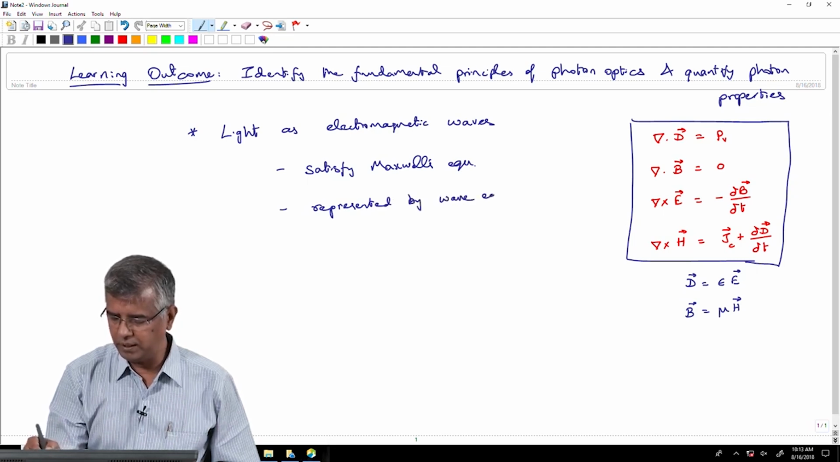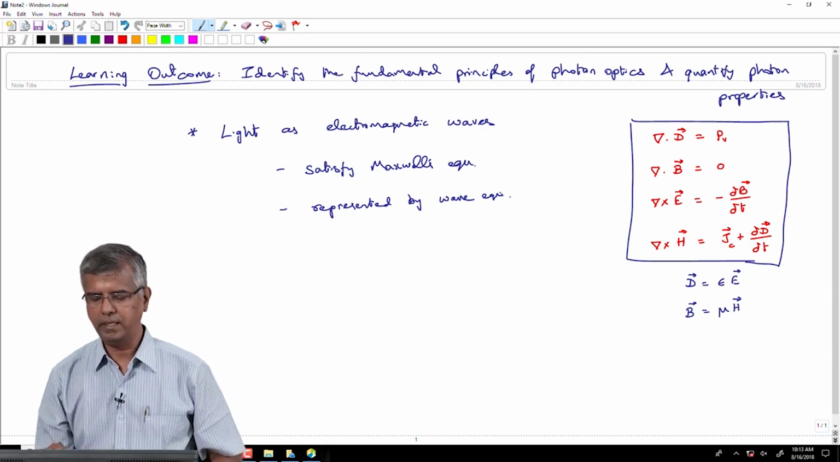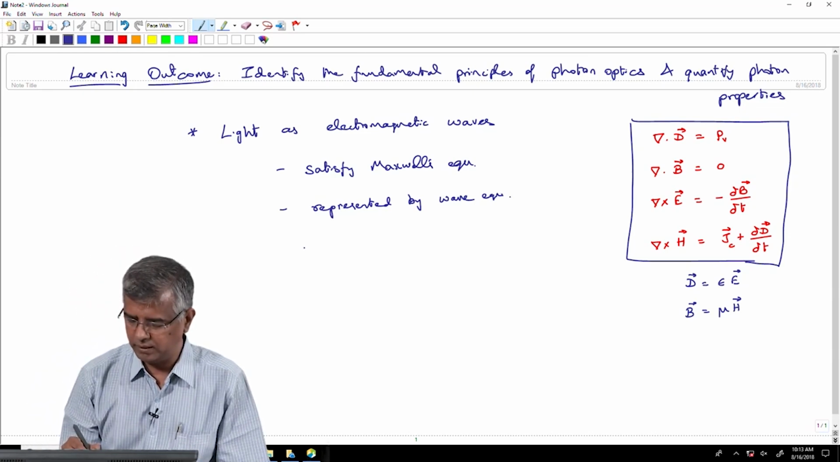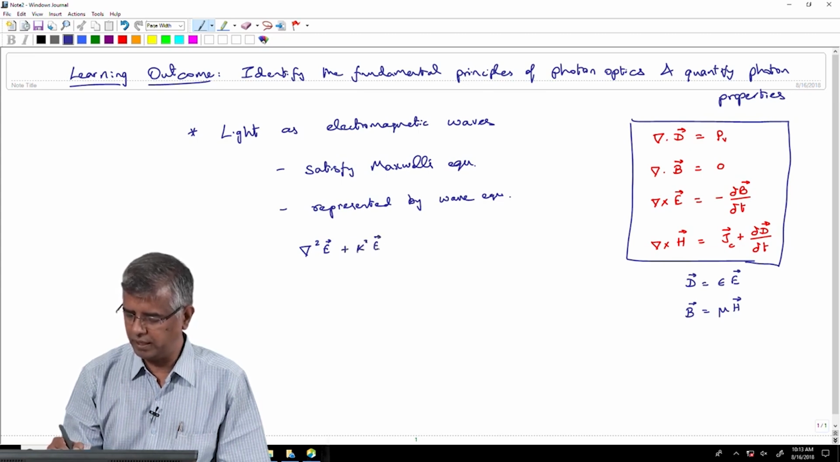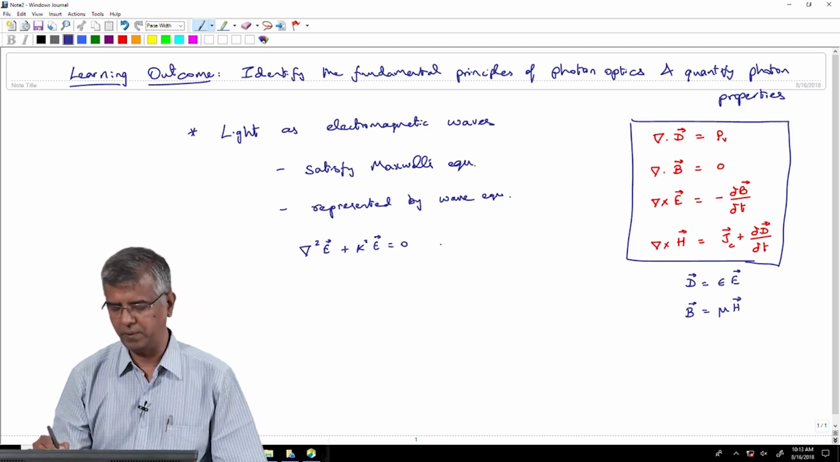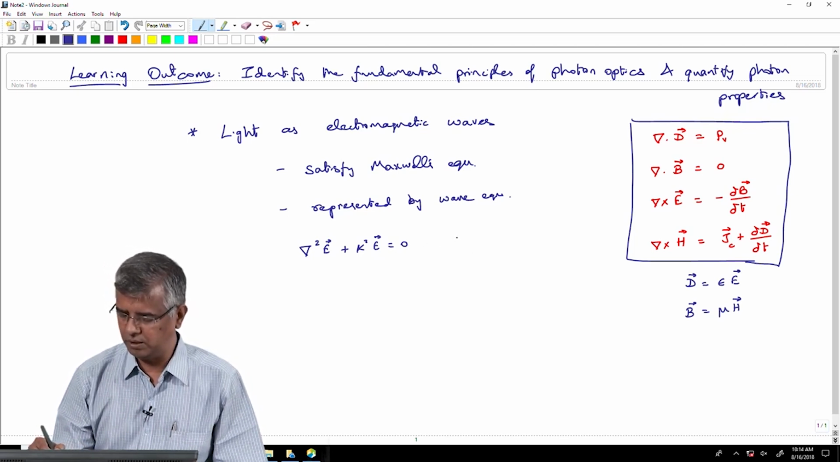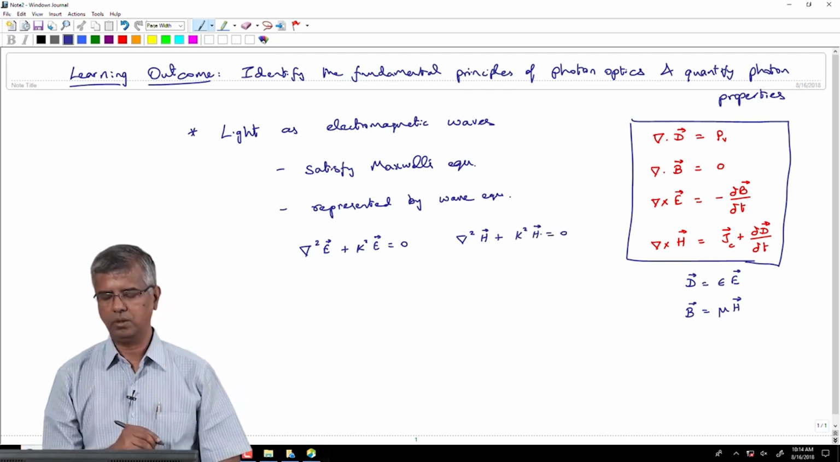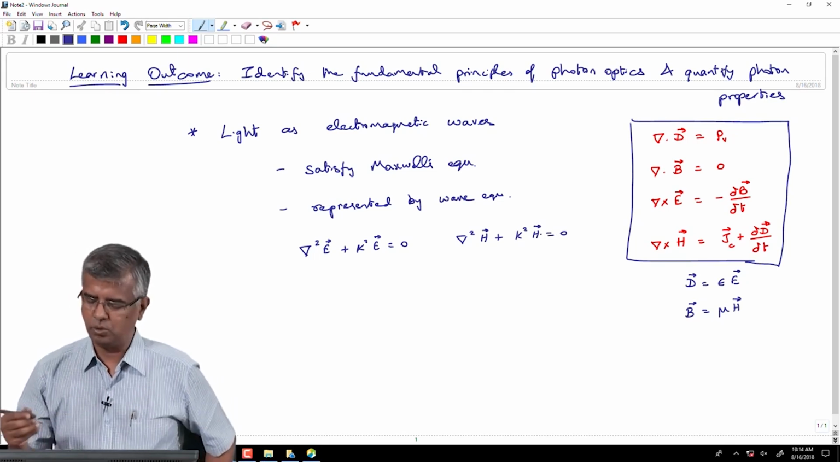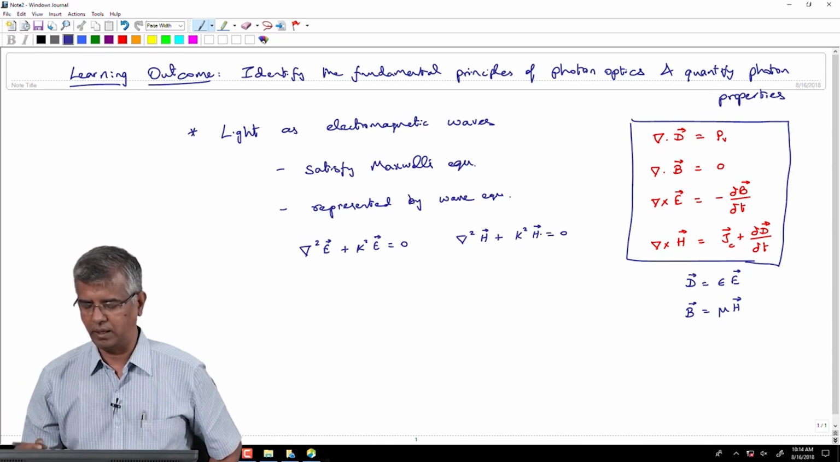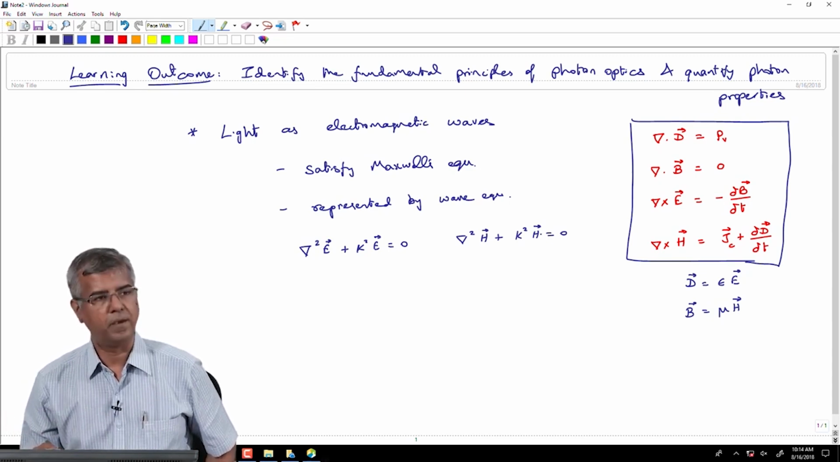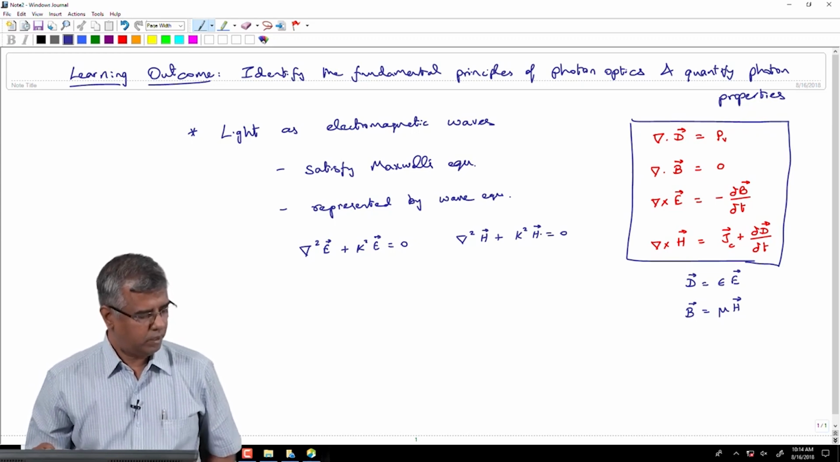And of course this is represented by the wave equation, right, and the wave equations for the electric and magnetic fields can be written in terms of what is called the Helmholtz equation, del square E plus k square E equals 0 and del square H plus k square H equals 0, where k equals omega root mu epsilon, which we saw before, represents the wave number for a given medium, right.